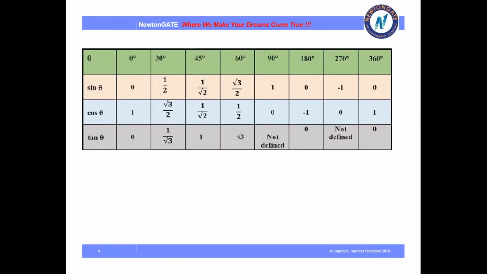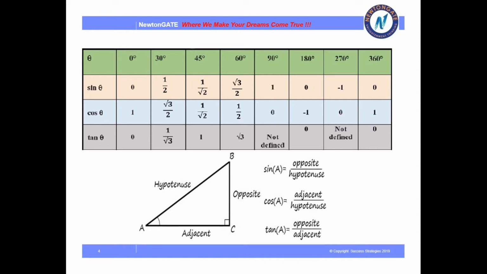The next thing important for heights and distance is the standard angles, the values of standard angles for trigonometric ratios, and the trigonometric ratios. So in a given triangle ABC, we have angle C as 90 degrees, so ABC is a right angle triangle. And we take angle A as theta. So sine A is given by opposite by hypotenuse, cos A is given by adjacent by hypotenuse, and tan A is given by opposite by adjacent.